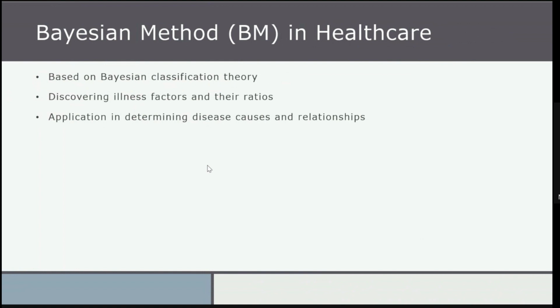Moving on, let's look at a few more things. This is a Bayesian method. The Bayesian method in healthcare is another technique, purely based on the Bayesian probability classification theory. In this method, what do they do? This kind of technique is usually done for data mining, especially discovering illness factors and their ratio. How many of the patients are falling ill as far as diabetes is concerned? What is the probability of patients falling ill in 2030, if that is the case? And then it can also be used in determining diseases and causes and their relationship.